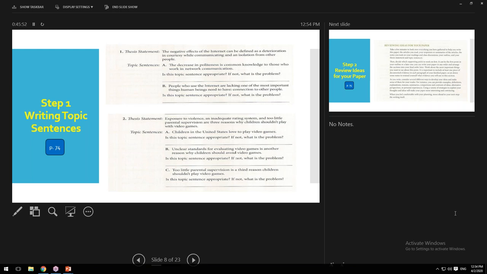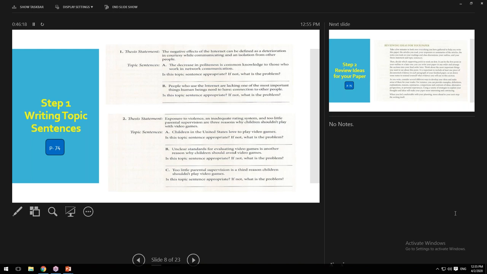Okay. So now I expect you, when you write, to follow this in your writing. And once you write your topic sentence, the first sentence of your body paragraph, you need to ask yourself the three questions, okay?